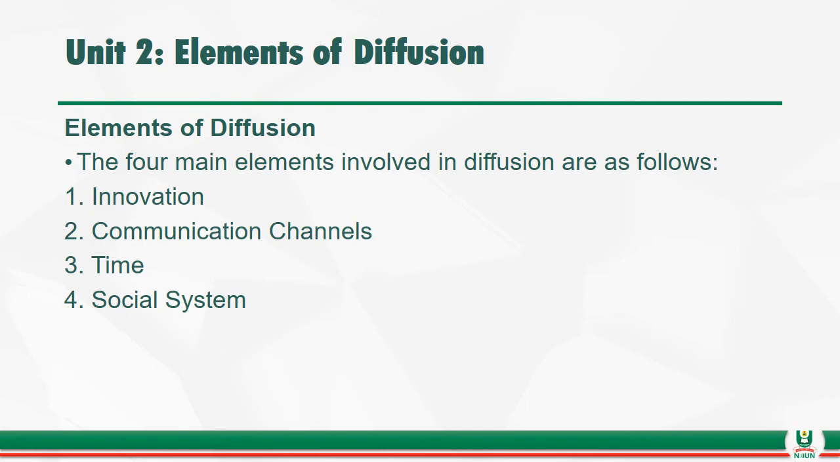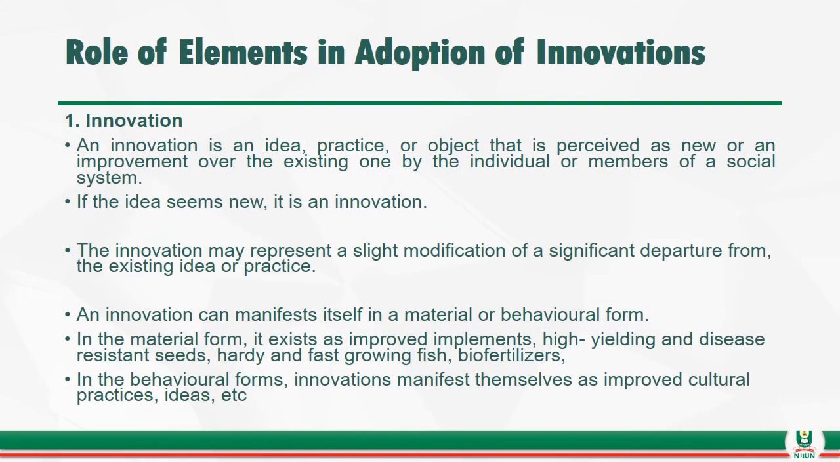Unit 2, elements of diffusion. Outrightly, there are four basic elements involved in the process of diffusion, and these elements are innovation, communication channels, time, and social system. The roles of elements in adoption of innovation.